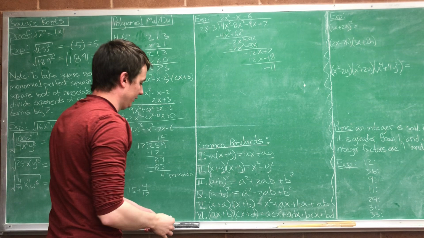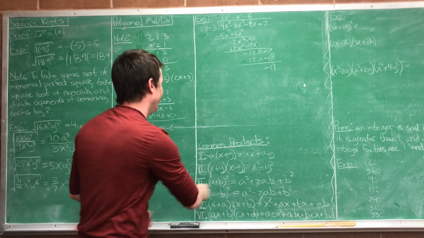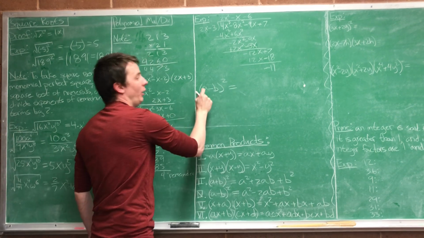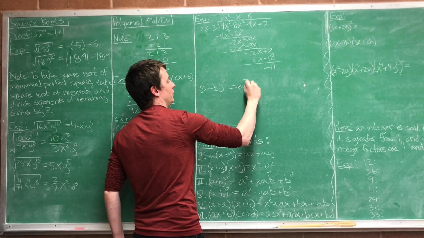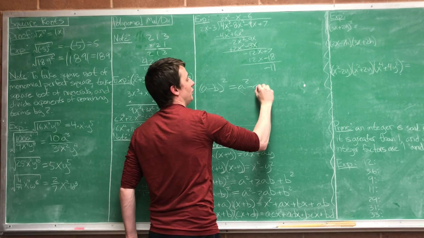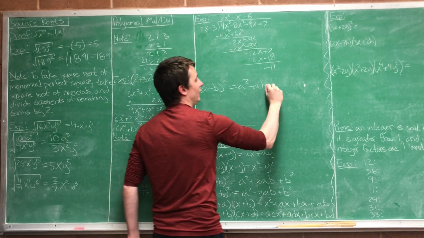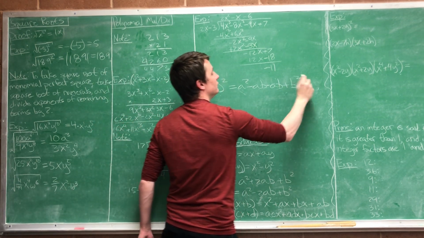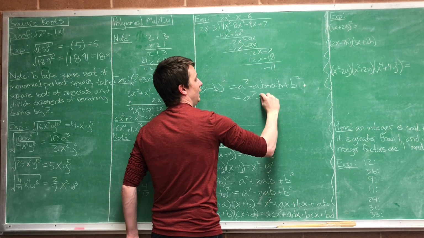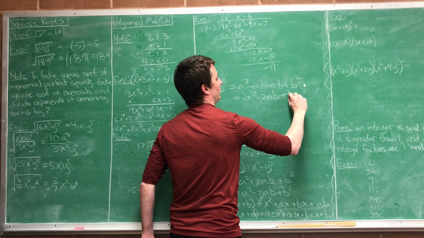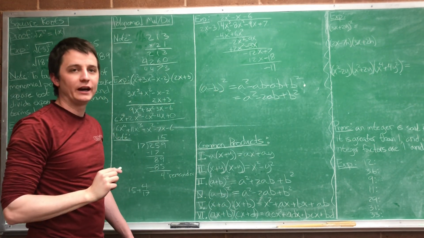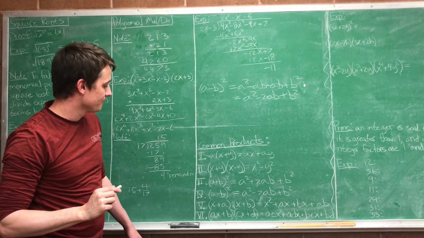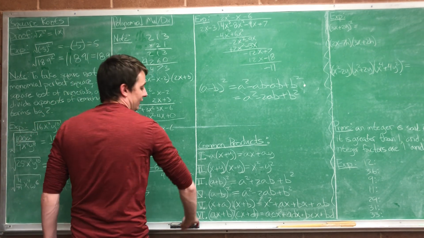Okay, next common product. (a minus b) squared. Well, that's basically the same thing. (a minus b) squared, what's that equal to? Well, we get the a times a, gives me a squared. I get the a times minus b, that gives me minus ab. I get the minus b times a, that gives me minus ab. I get the minus b times minus b, gives me plus b squared. So that's a squared minus 2ab plus b squared. Follow that? All right. Next one, (x plus a) times (x plus b).